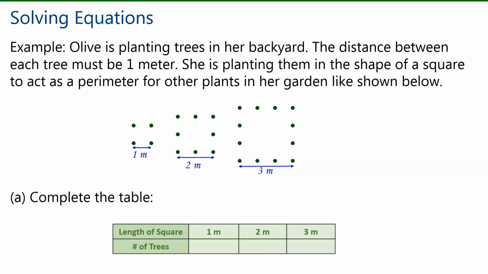Part A, the question, wants us to complete the table. So in the first diagram, we have a square, and the length of the square is 1 meter. How many trees make up this diagram? Well, that is 4. Now in the second diagram, the length of the square is 2 meters. How many trees were needed to make this shape? That is 8. And for a square that's 3 meters long, requires 12 trees.